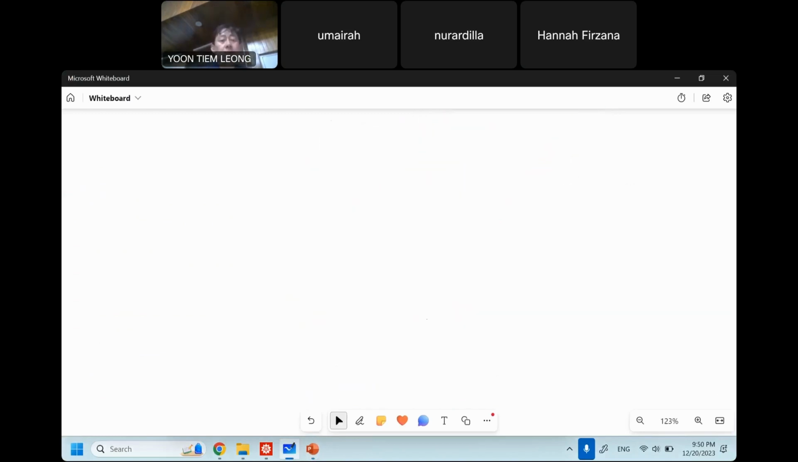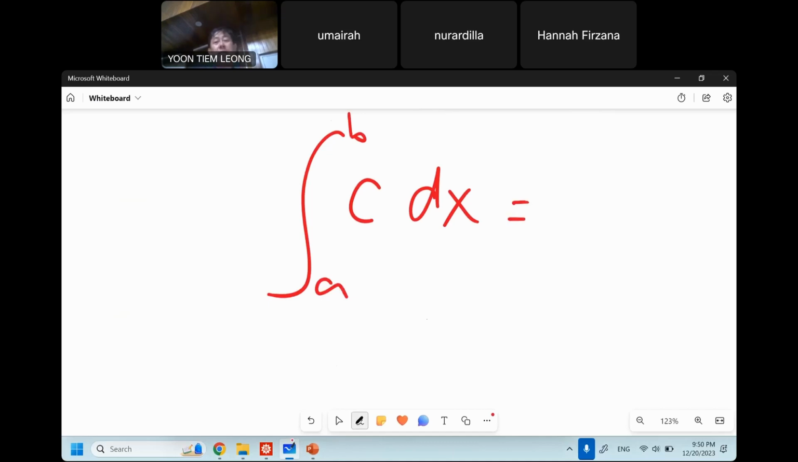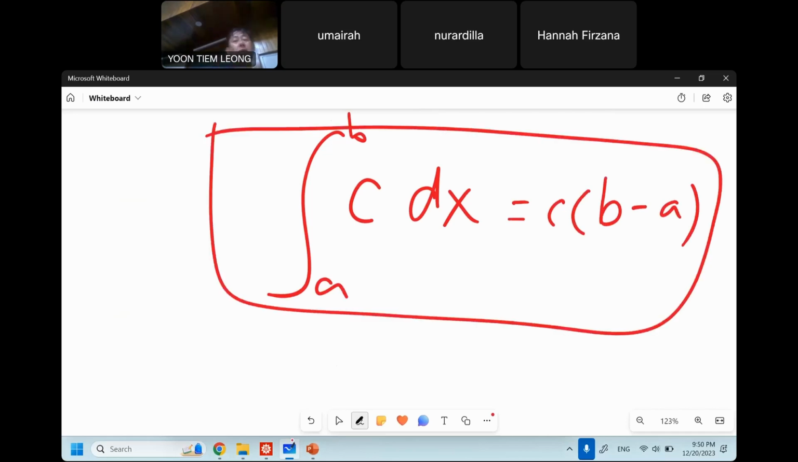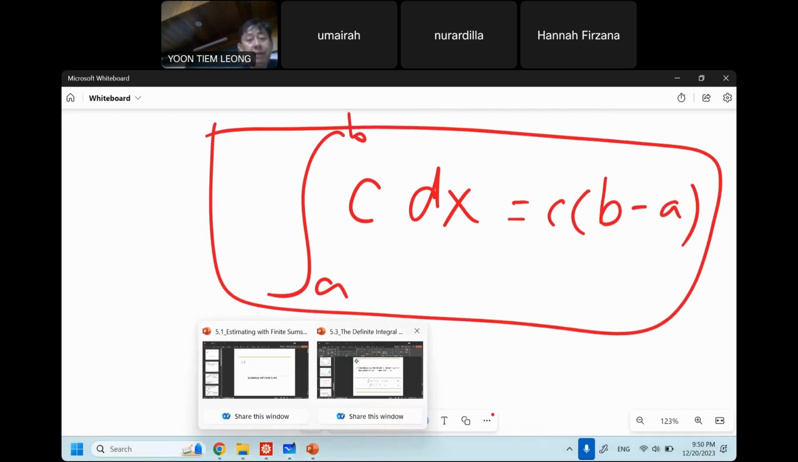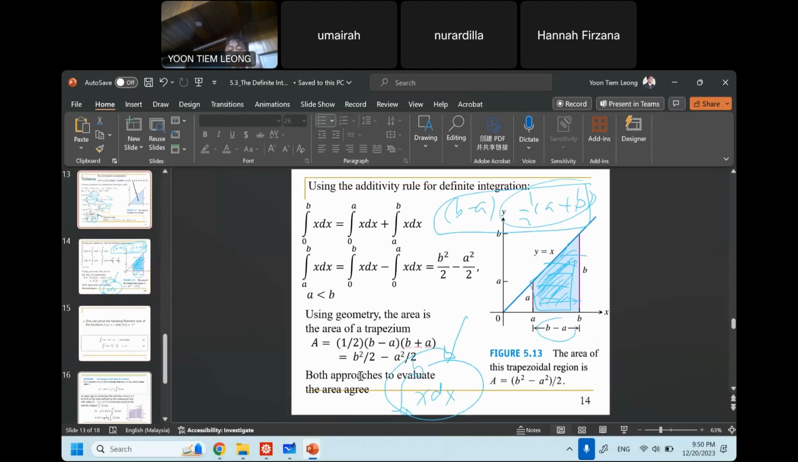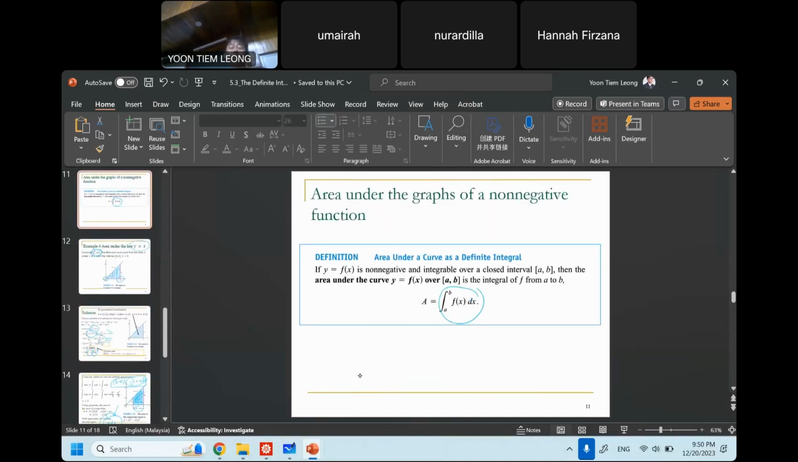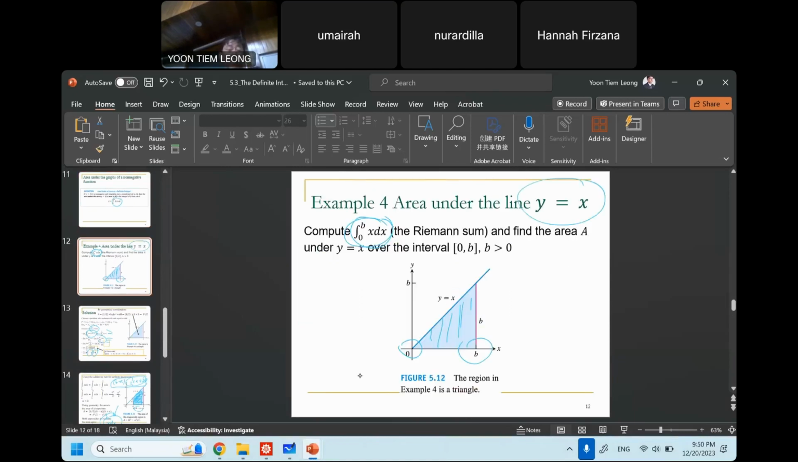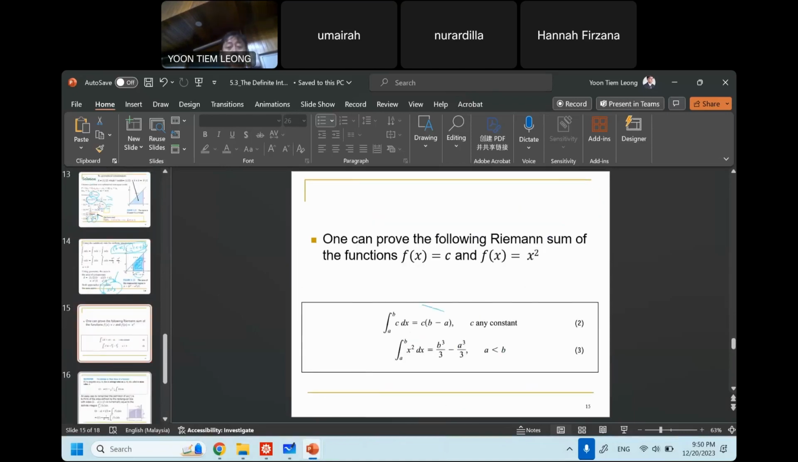So here the theorem says if you have a function which is a constant, then the Riemann sum of a constant function between limits a and b is simply equal to c times (b minus a). This result is obtained quite easily by using the geometrical interpretation of area that we discussed. We mentioned the area under the curve of a function is equal to the Riemann sum of the function. So if you set f(x) to be a constant, you can easily see that indeed this is true.